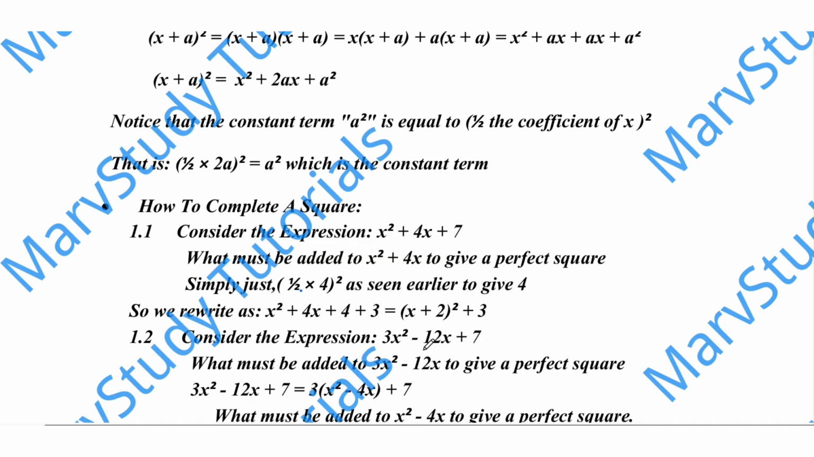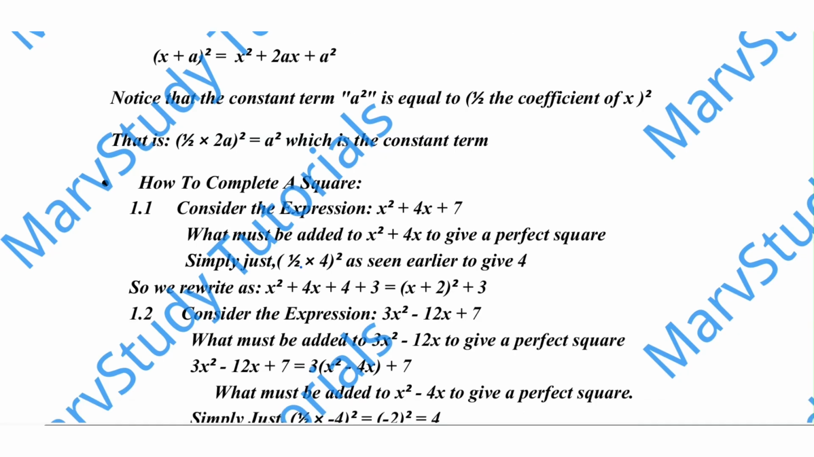So all we need to do is to bring out the 3, and then we divide. 3x squared divided by 3 is going to give us x squared, which we place in this bracket. Then negative 12x divided by 3 is going to give us negative 4x, which is placed in this bracket. Do you get that? And then plus 7. But the next question we have to ask is, what must be added? Remember, our goal is to express it in completed square form, right? So we look inside the bracket. Inside the bracket, you have x squared negative 4x. And then we ask, what must be added to x squared negative 4x to give a perfect square?